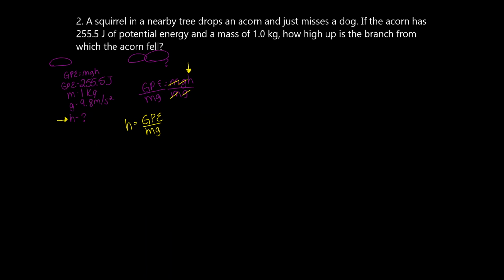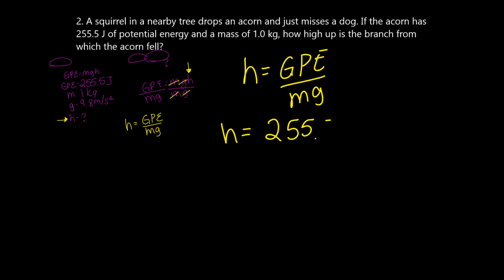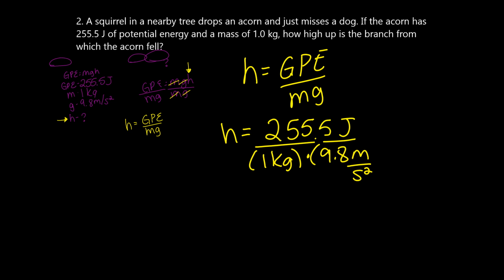Move that to the side. Now we can solve our problem. H is equal to GPE divided by mg. Now we're going to plug our stuff in. GPE is 255.5 joules divided by the mass, which is 1 kilogram, times the gravitational constant of 9.8 meters per second squared.